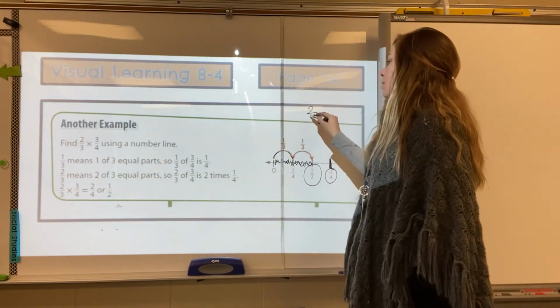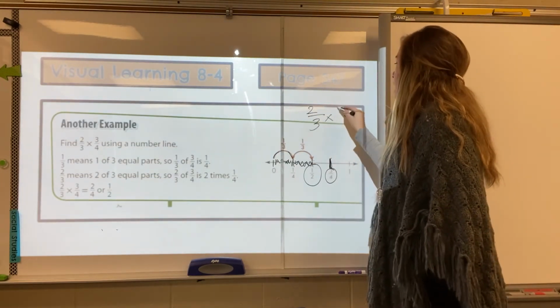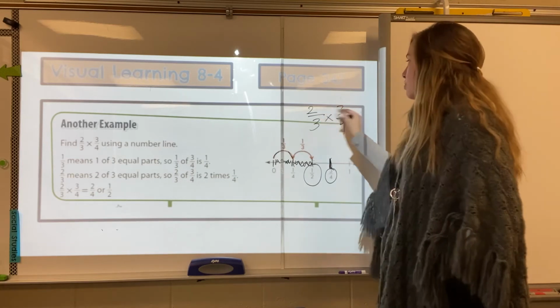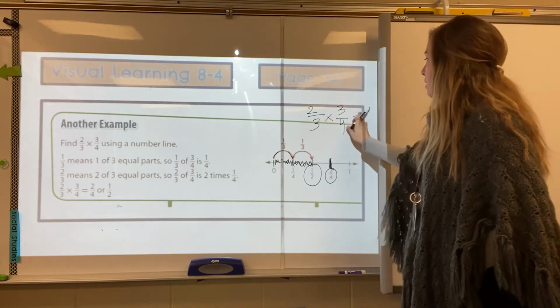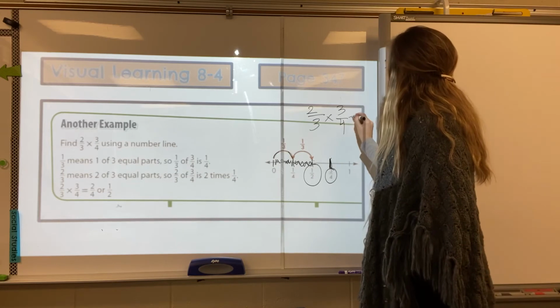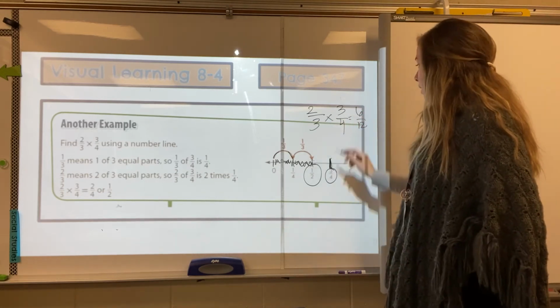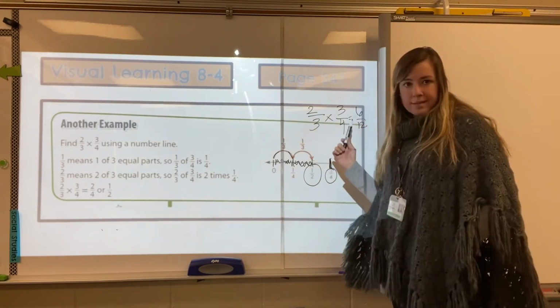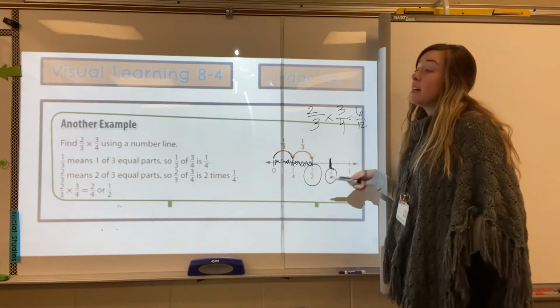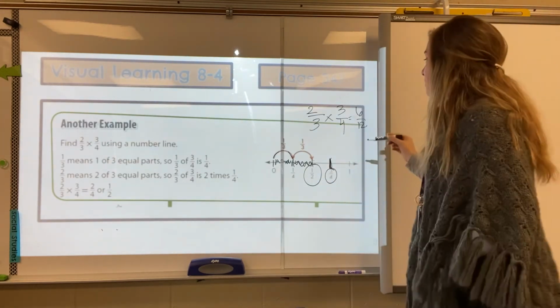Now let's do a little bit of the math. We've got 2/3 times 3/4. If I multiply across the top, 2 times 3, I am kind of out of room here, sorry guys. 2 times 3 is 6, 3 times 4 is 12. Okay, well you're telling me that's 6/12. That's not 1/2, but it is. What we have to do is simplify.